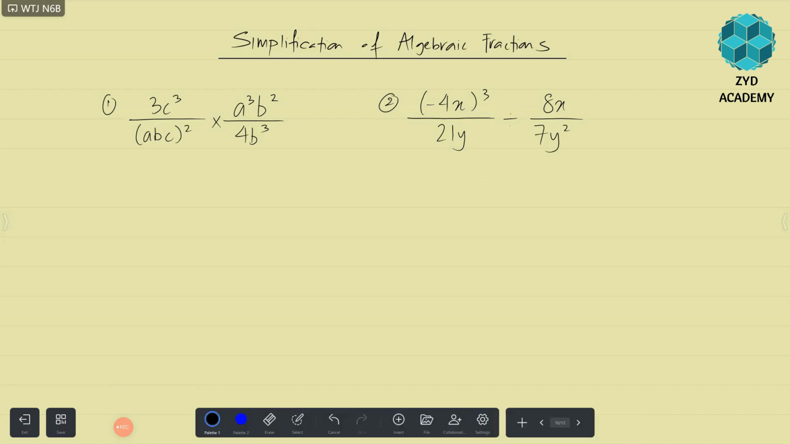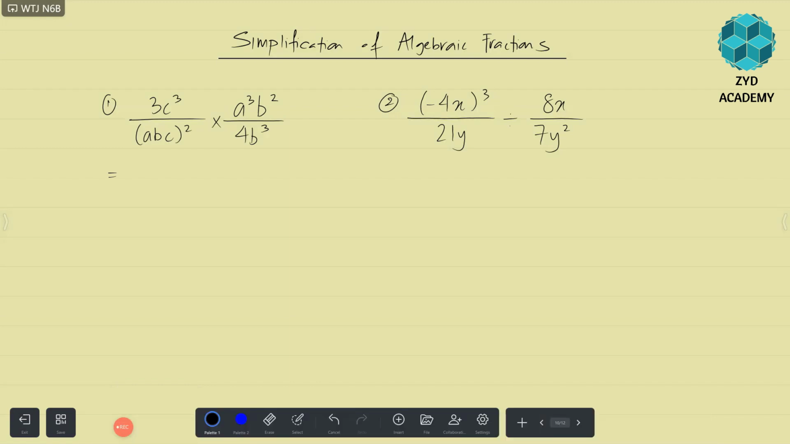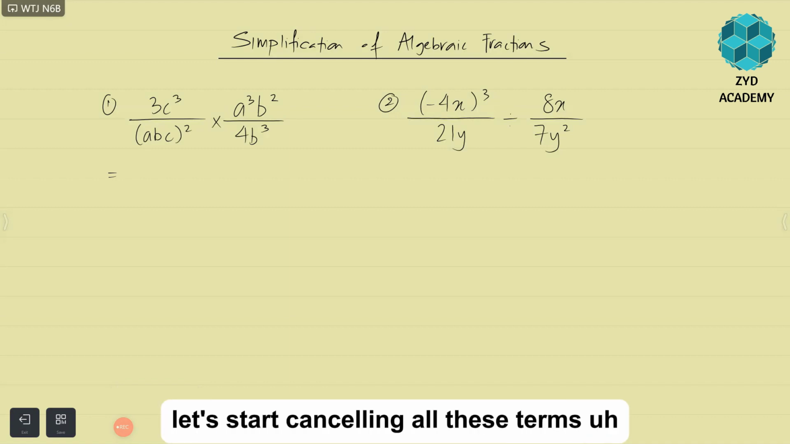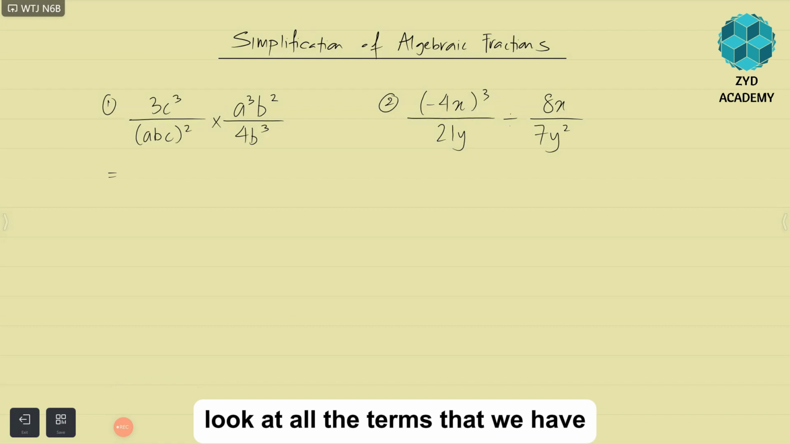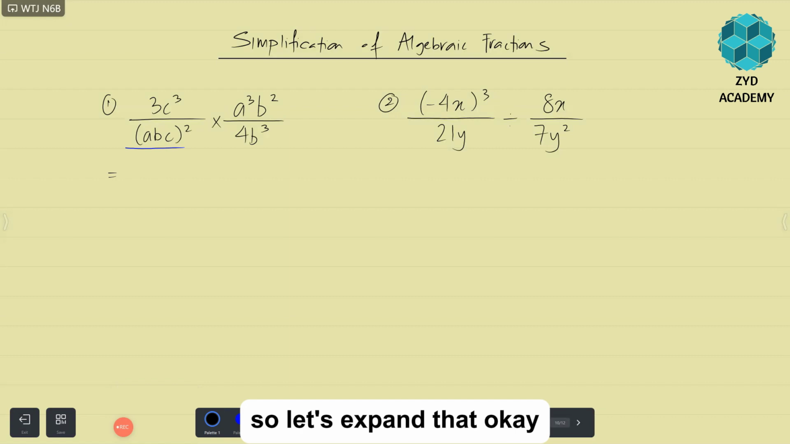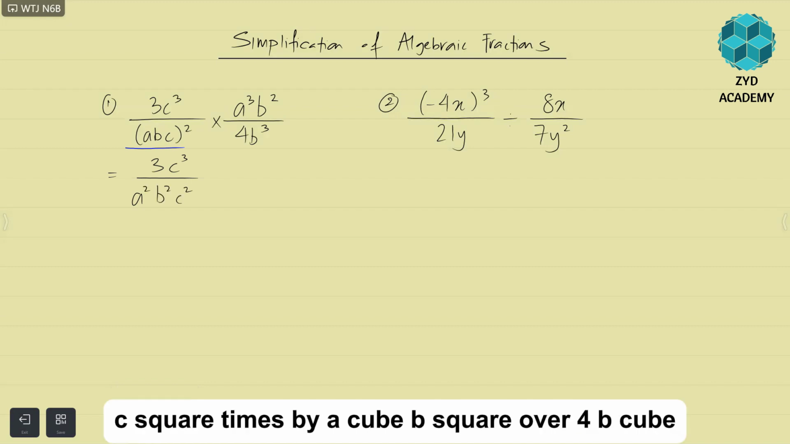All right. So example one, we have 3c cubed over abc squared times a cubed b squared over 4b cubed. Now, our first instinct is to start cancelling all these terms. I would say, hang on, look at all the terms that we have, and you realize that I need to expand this first. So let's expand that. So 3c cubed over a squared b squared c squared times a cubed b squared over 4b cubed.